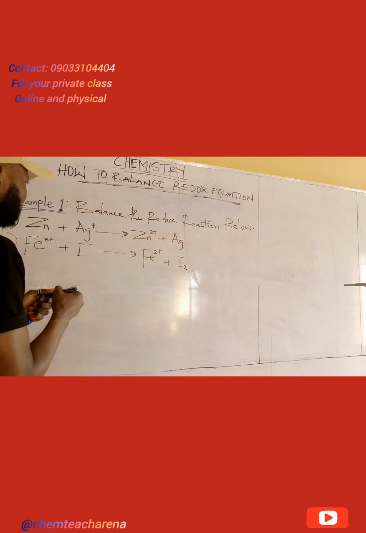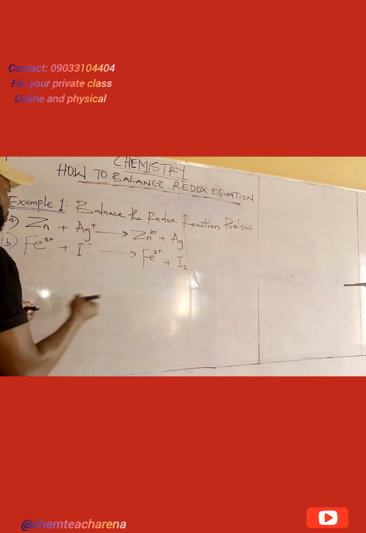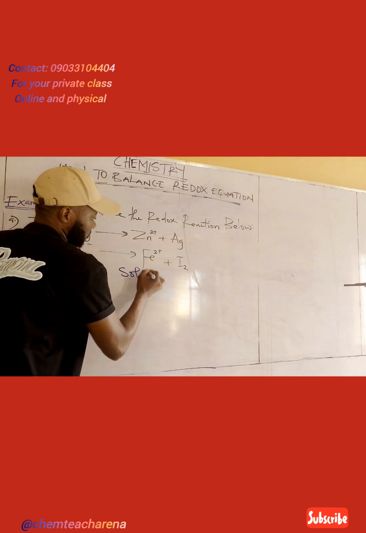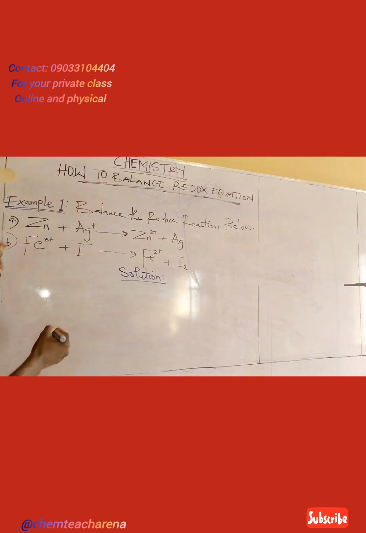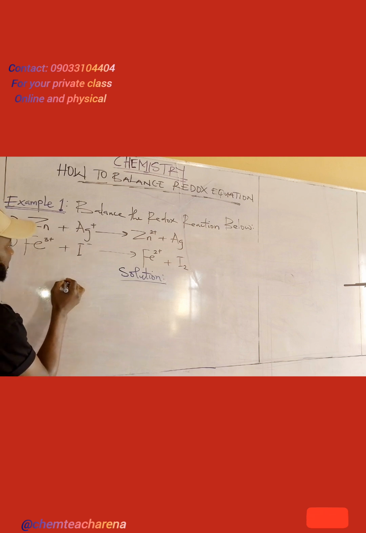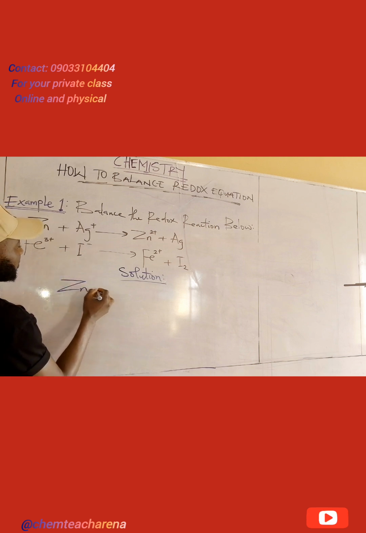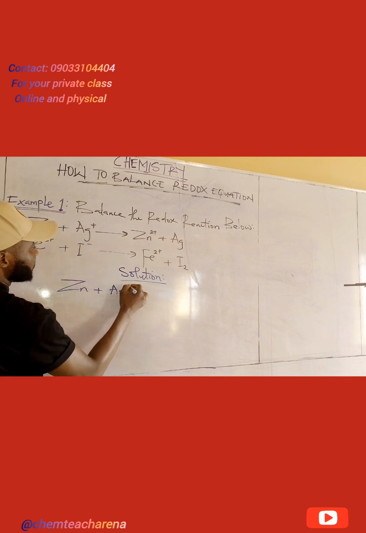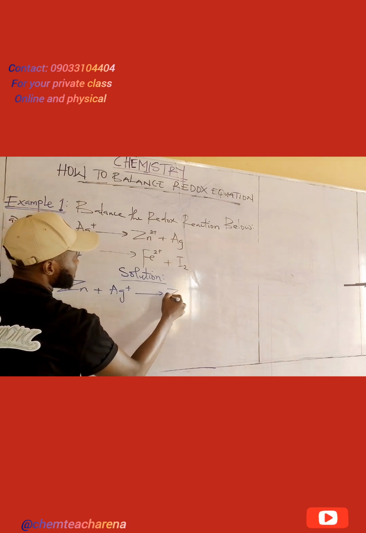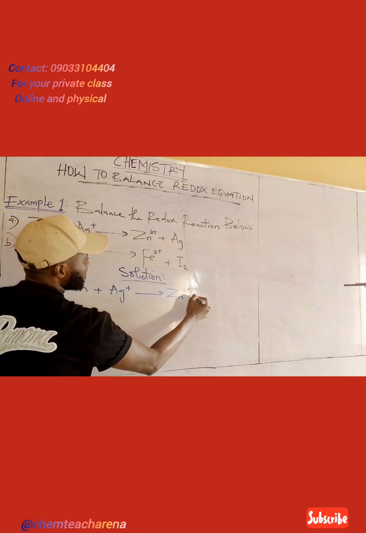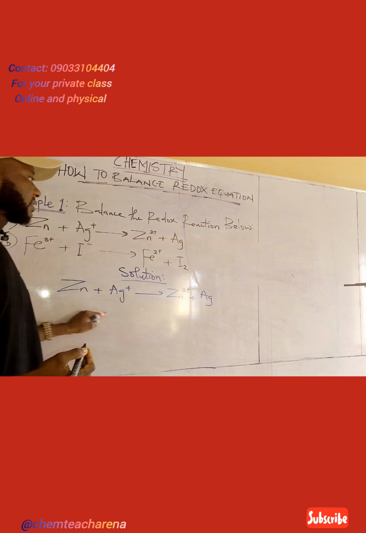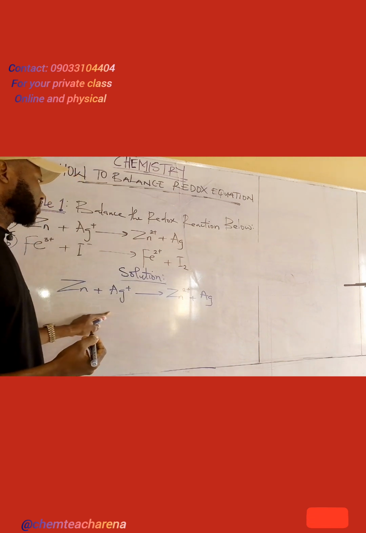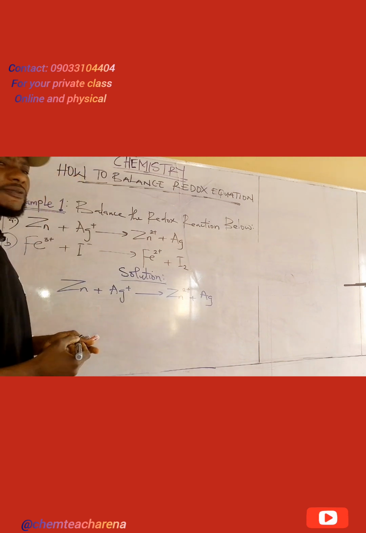Then the solution. So we write the first one. We have zinc, Zn, plus Ag+, giving us Zn2+ plus Ag. In this case, they want us to balance the equation. What is not even balanced here?